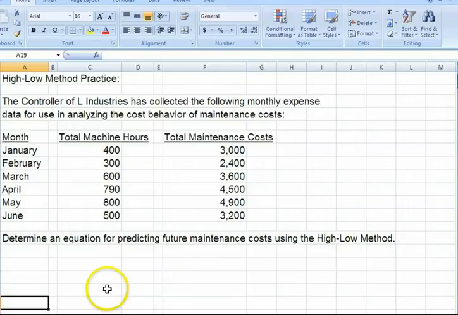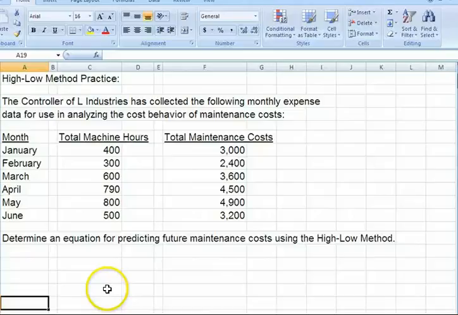In higher level classes, after you've taken a statistics class, we'll use linear regression on an Excel spreadsheet to be able to do this. The scatter graph method is explained in your book, not really used a whole lot, although some people do their scatter graphs on the computer. It's a lot easier than drawing by hand. But this is just accounting too. So we're showing you the quick and dirty method called the high-low method.